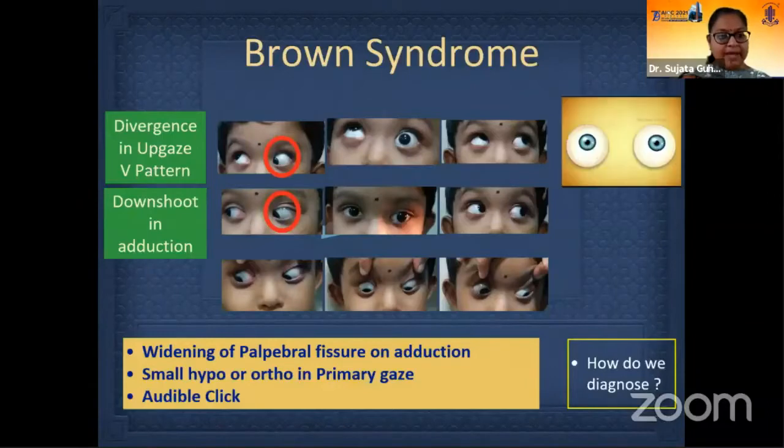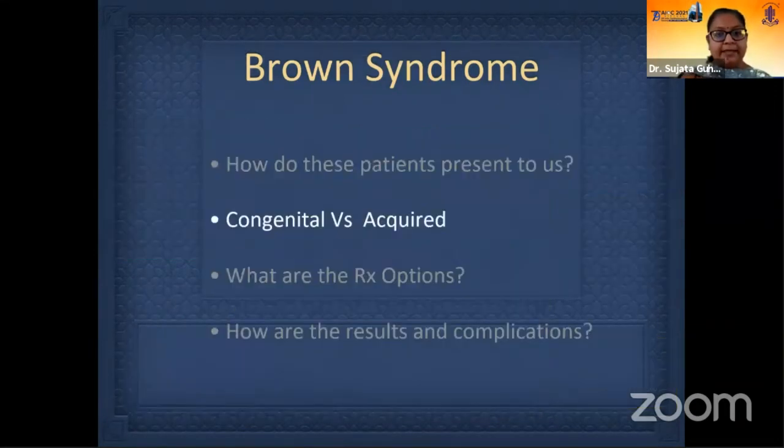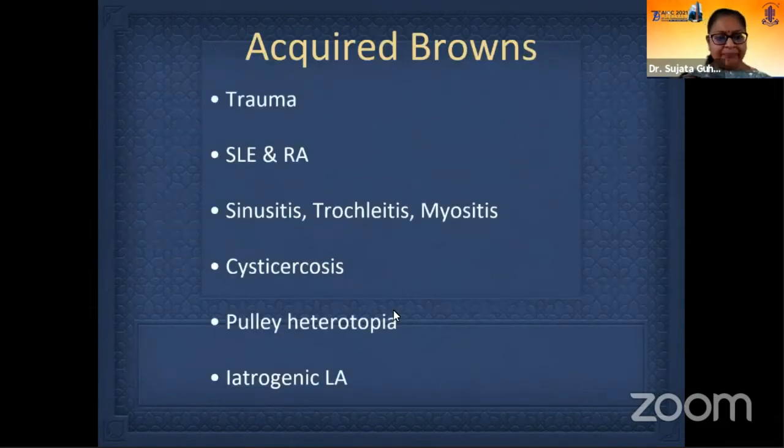As a divergence in upgaze, that is a V pattern. It can also have a downshoot in adduction in a few cases. So the acquired cases present a little differently. They have a sudden onset. They have double vision and pain over the trochlear region, and the conditions associated could be very varied. In our country, cysticercosis could be an important cause. It could also be associated with trauma, inflammatory processes like SLE and rheumatoid arthritis, and sometimes iatrogenically after a local anesthetic injection.